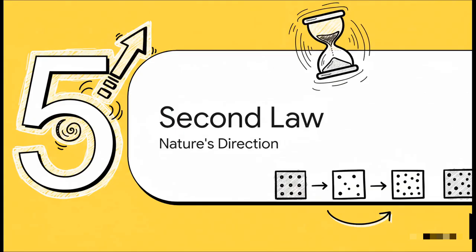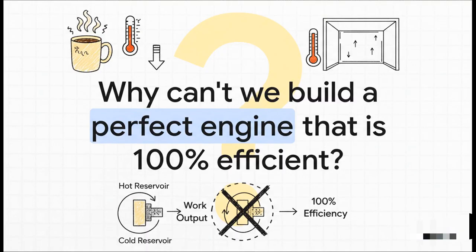Okay, on to the second great law. If the first law's motto is "you can't win," this one is often summarized as "you can't even break even." This law introduces a fundamental limit to everything and basically tells us which way time flows. So, the first law tells us energy is conserved, which sounds great. But the second law gets real and explains why some things in life are a one-way street.